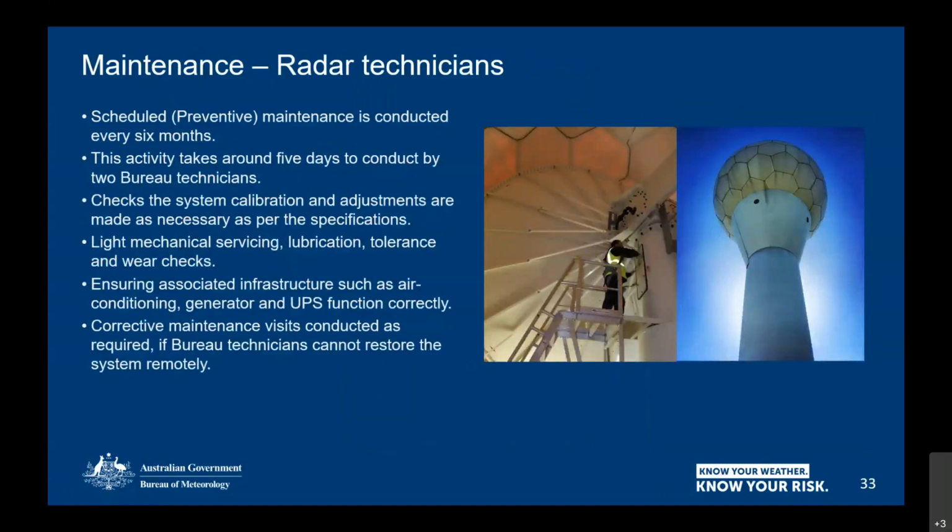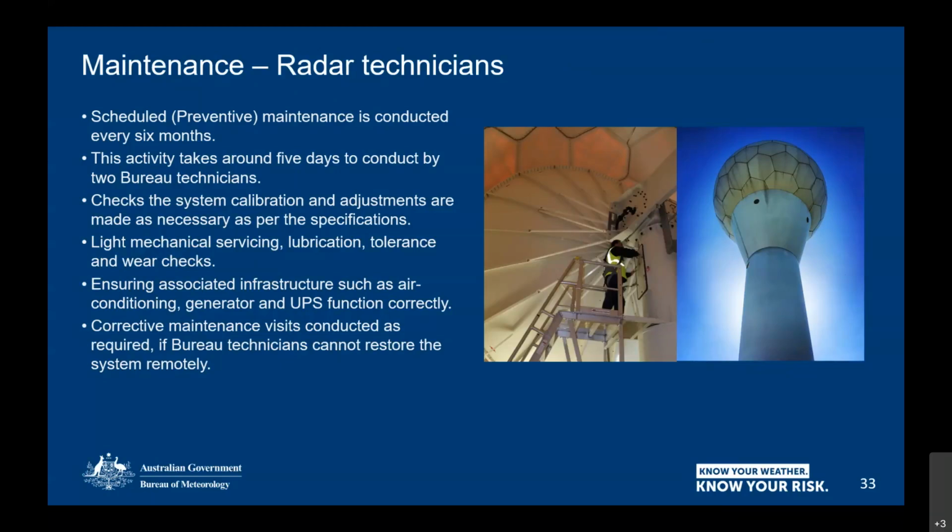Okay, maintenance. The radars are very complex machines. There are a lot of high voltage components within them, and they've got huge mechanical antennas that they've got to move around 24 hours a day. So there's a little bit of maintenance that has to be done. Generally speaking, every 6 months, we have two technicians visit the site for a week. They check the system's calibration and make adjustments and make sure the radar's operating as it should, as per its specifications. Whilst they're out there, they do mechanical servicing.